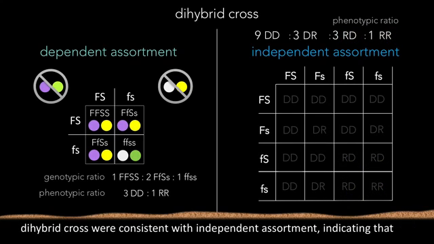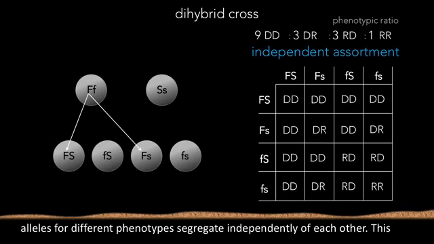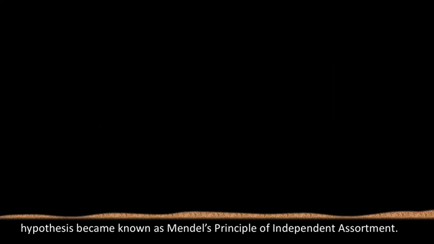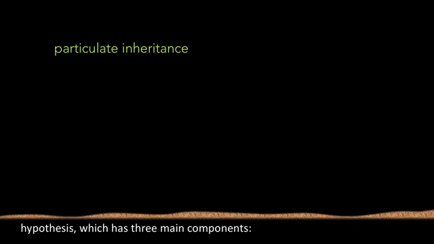Results of his dihybrid cross were consistent with independent assortment, indicating that alleles from different phenotypes segregate independently of each other. This hypothesis became known as Mendel's principle of independent assortment. Mendel's elegant experiment clearly disproved the blending inheritance hypothesis. He proposed an alternate hypothesis, the particulate inheritance hypothesis, which has 3 main components.